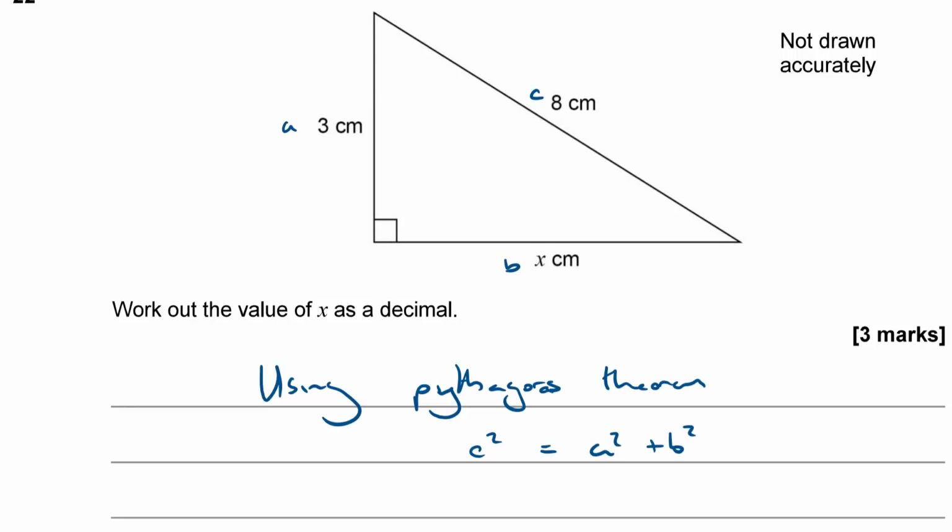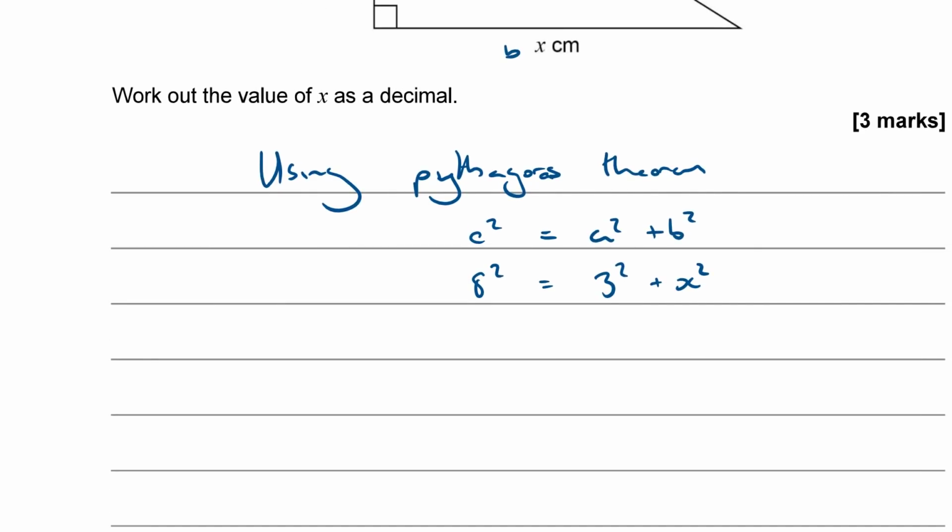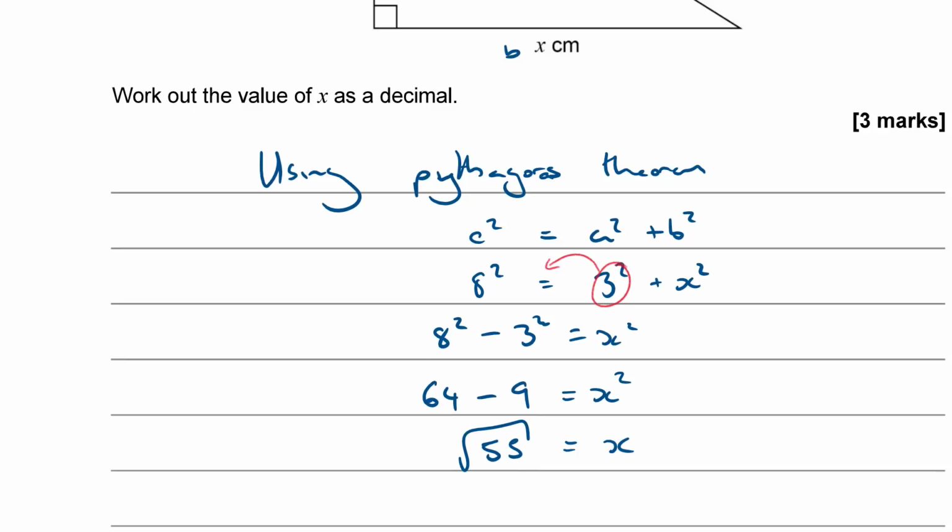So subbing those in, let's just rearrange it first. Do I want to rearrange it first? No, let's sub in. So 8 squared is equal to 3 squared plus x squared. So I want what x squared is, so let's move the 3 squared over. So x squared is equal to 8 squared minus 3 squared. 8 squared is 64, and 3 squared is 9. So x squared is 64 subtract 9, which is 55. So x equals the square root of 55.